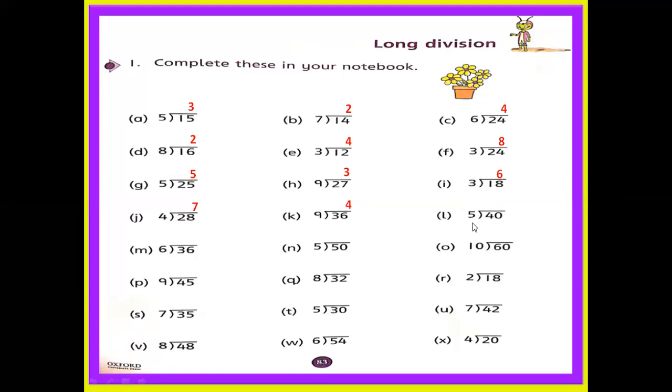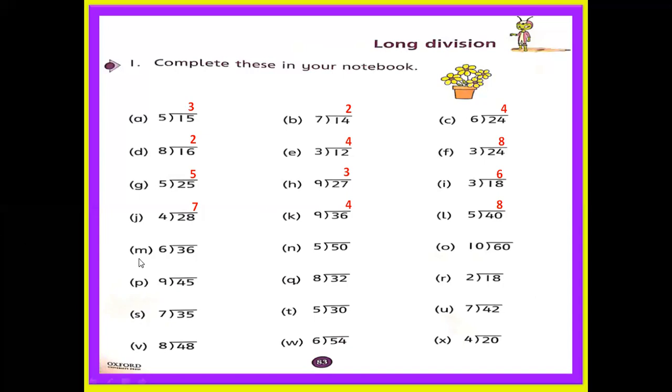40 divided by 5, which means 5 is our divisor. So we will read the table of 5. 5 ones are 5, 5 twos are 10, 5 threes are 15, 5 fours are 20, 5 fives are 25, 5 sixes are 30, 5 sevens are 35, 5 eights are 40. So what is our answer? 5 eights. Again, I read the table of 5 up to 5 eights are 40. So what is our answer?